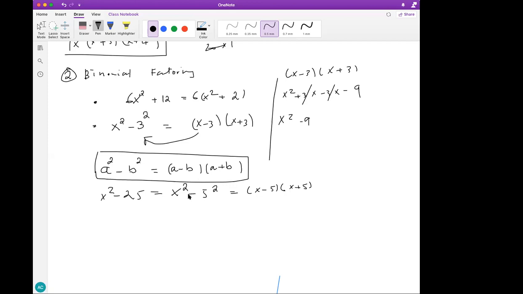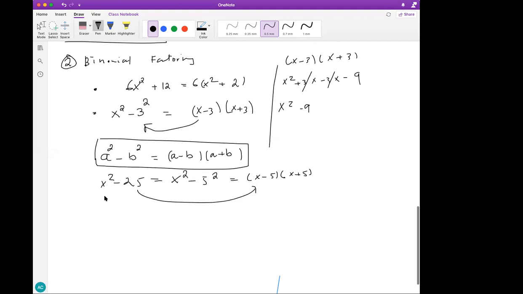And you could even skip this step. You can skip this right away, just do this, and move directly to this step. So that's one of those special formulas that save time. We can use them to factor right away.